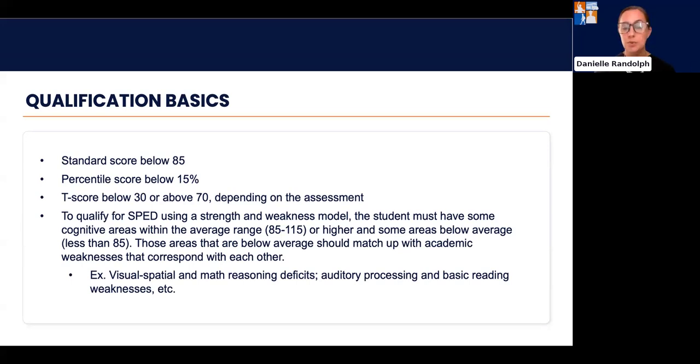If you have a district that uses the strength and weakness model to qualify for special education, especially looking at that specific learning disability category, you really have to have strengths and weaknesses, and they have to be pretty well documented with the assessment tools that were used. So you have to have some cognitive areas that are within the average range or even higher, and some that are below average. And the ones that are below average have to match up with the academic weaknesses that we would expect them to. So for instance, visual spatial skills.